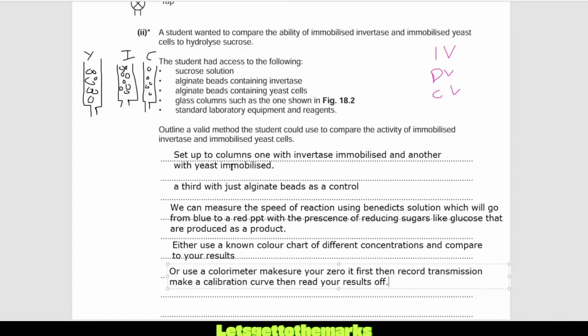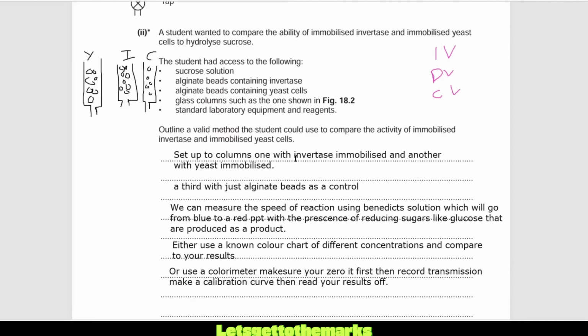So really what I've done here is cover the independent variable, what I'm going to change. Now I've covered how we're going to measure it, like the dependent variable. We're either going to use Benedict's, and check the color change against a known color chart, or we're going to use the colorimeter. First, you're going to zero it in a cuvette. Then you're going to make your own calibration curve using 5 known concentrations, etc. And then you're going to plot that calibration curve and read your results off to fairly accurately estimate your concentration of glucose that has formed. And so that's that. Now we need to talk about the control variables.